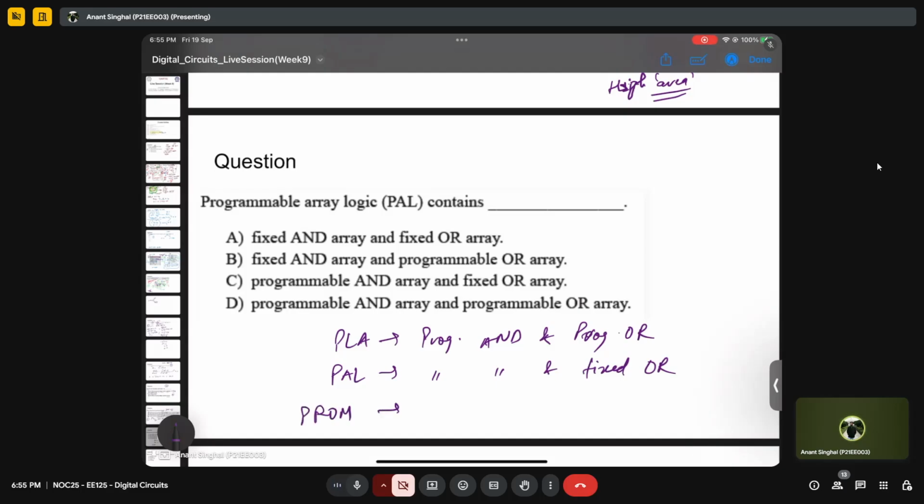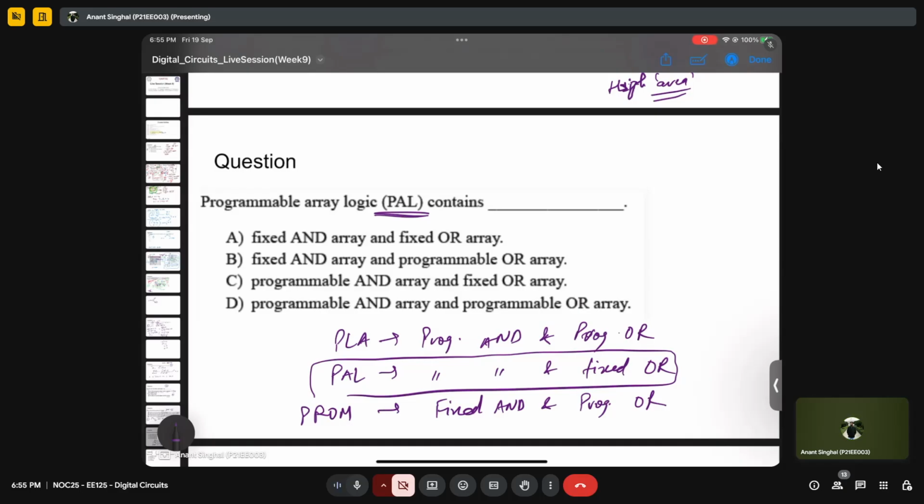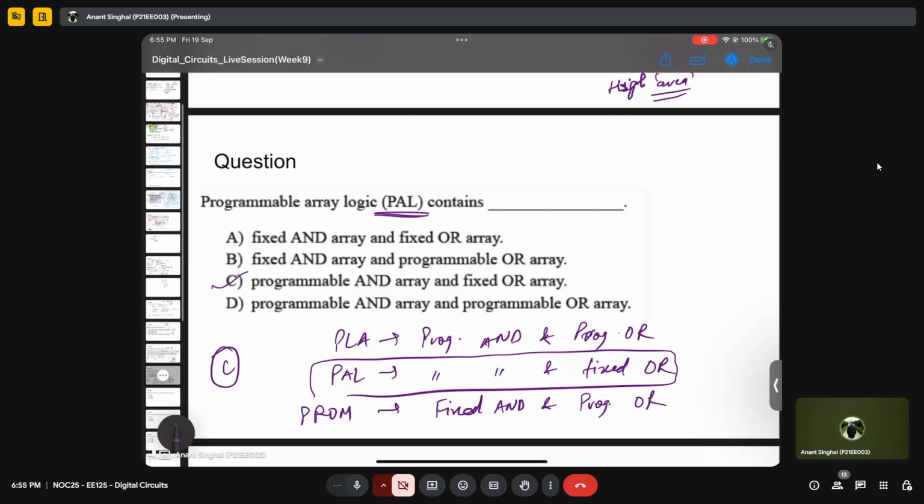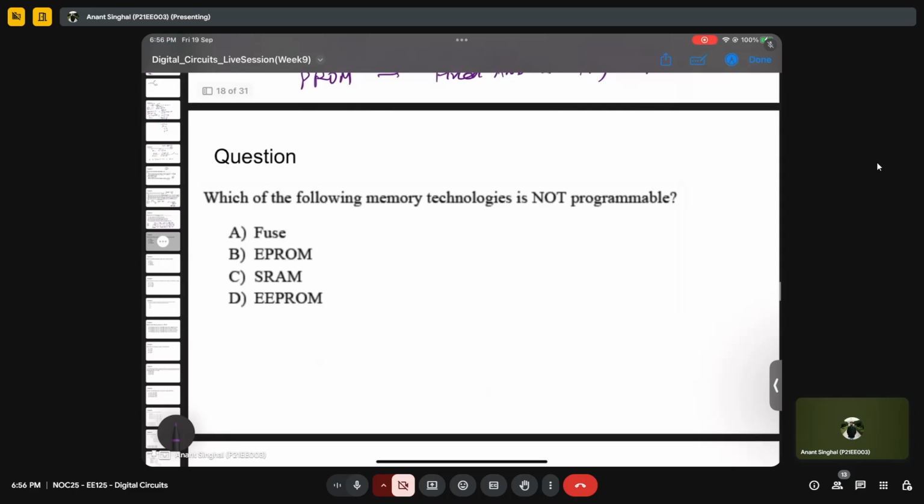I don't know if it is in the syllabus or not. In this, we have a fixed AND and programmable OR. So the question is asking about PAL, and it has a programmable AND and a fixed OR, so option C is the correct answer. We'll do some problems related to this later in this lecture only. So let's move ahead. Which of the following technology is not programmable?